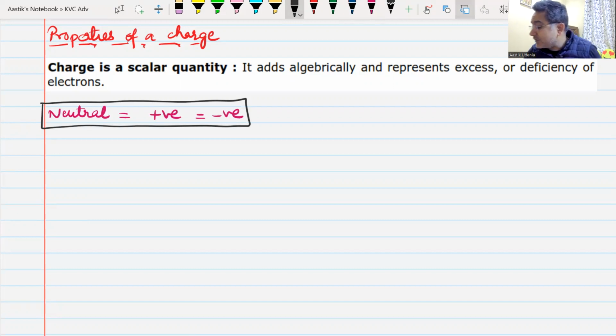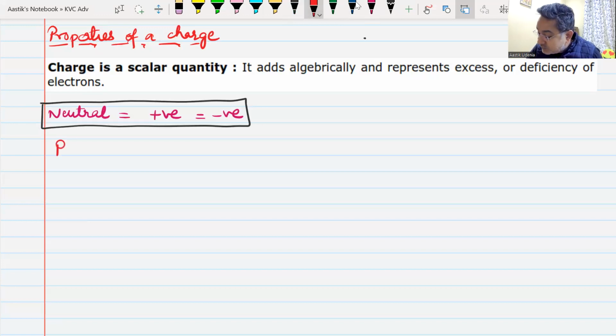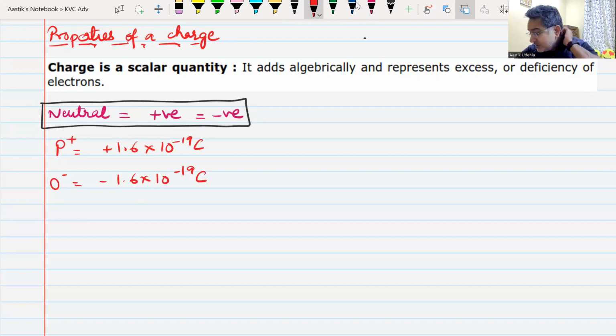Proton has a positive charge, taken as plus 1.6 into 10 raised to the power minus 19 Coulomb. Charge of an electron is taken as negative, minus 1.6 into 10 raised to the power minus 19 Coulomb. That does not mean that one is more and the other one is less. They are just different types of charges. So instead of calling them by different names, Ram or Shyam, Sita or Gita, we call them positive and negative. It's just a sign that is given.